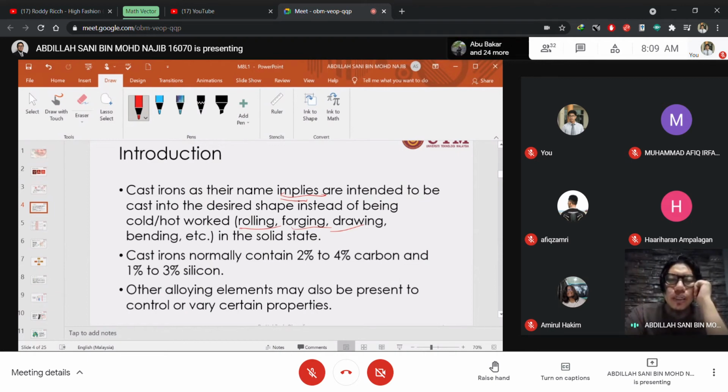Okay, so the content is around 2 to 4% carbon, and at the same time we do have silicon inside the alloy. Other alloying elements may also be present to control or vary certain properties. So there is some freedom of the alloying elements. And based on that, we will have different products of cast iron. But the family is cast iron.